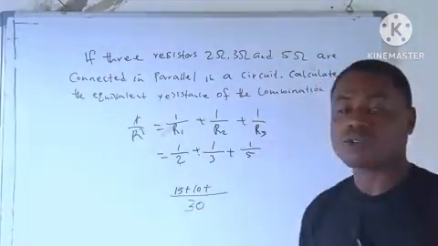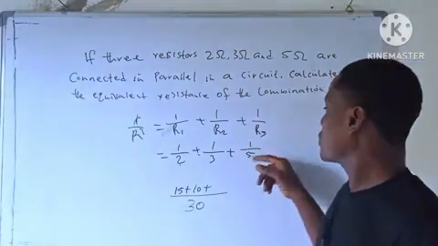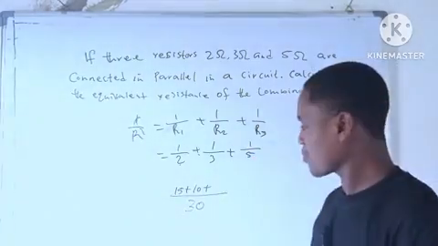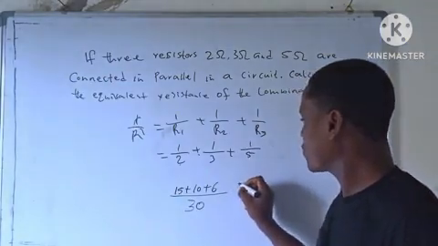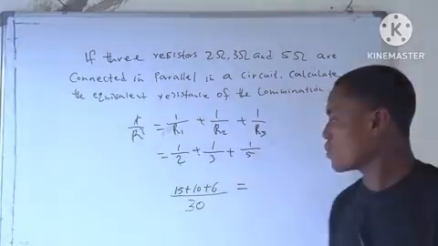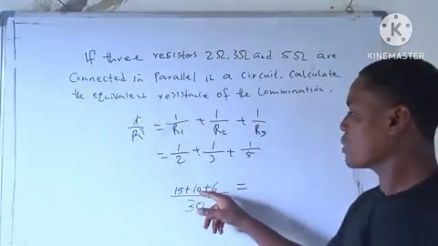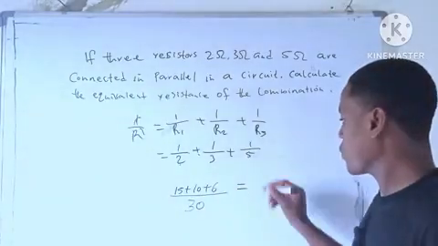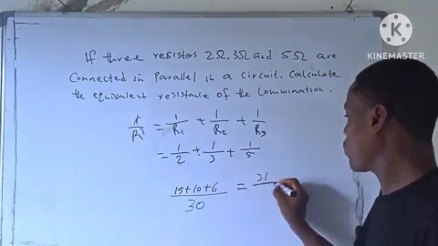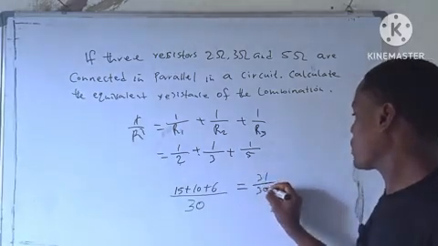Let's come to the fifth one. 30 divided by 5 is what? Is 6. 6 times 1 is what? Still 6. Now let's add everything together. 15 plus 10, 25, plus this one is what? 31. So we have 31 all over 30.